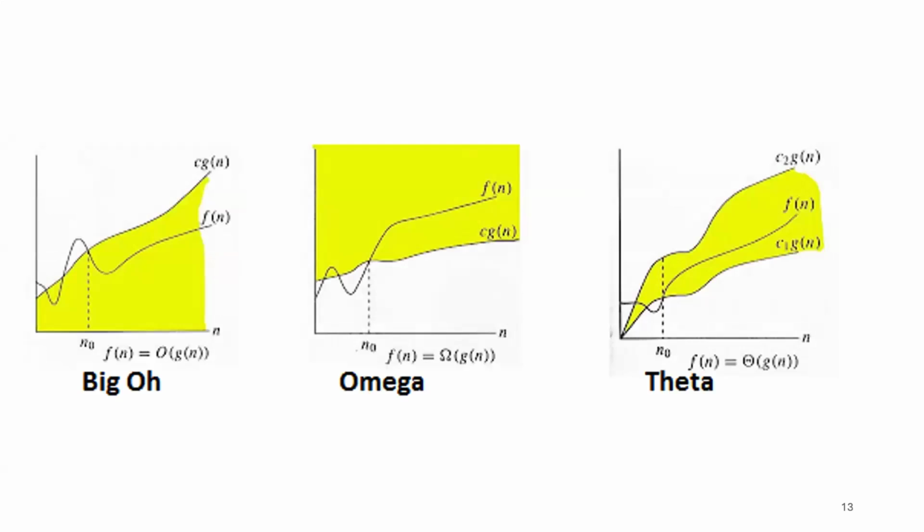Here's another visualization where big O is we're looking for the upper bound after some point. Big omega is we're looking for the lower bound, and big theta is we're trying to target right in between.